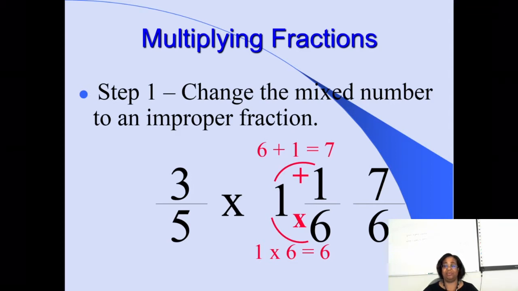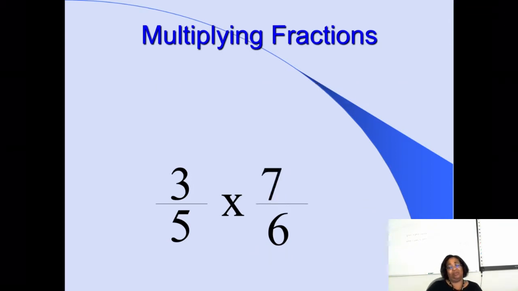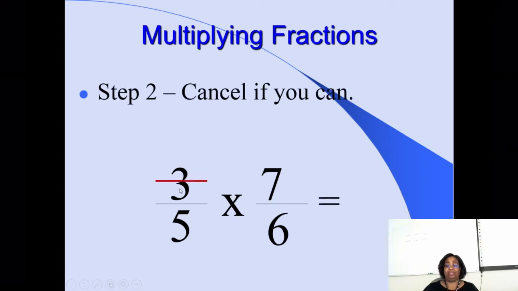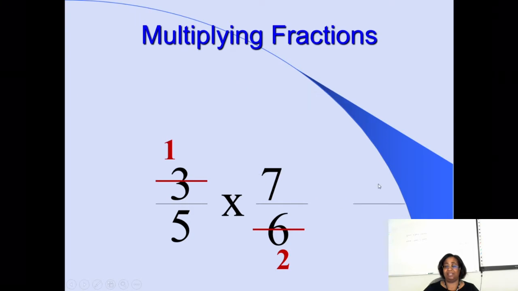Now I can multiply. Now, step 2 said that I need to cancel. Is there something I can cancel top and bottom by the same factor? The 3 and the 6. By what factor? By 3. So 3 will go into 3 once, and 3 will go into 6 twice. Is there another situation where I could cancel? No. So 1 times 7 is 7, and 5 times 2 is 10.